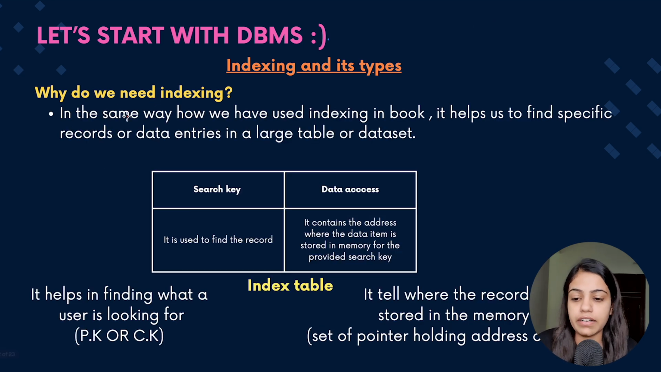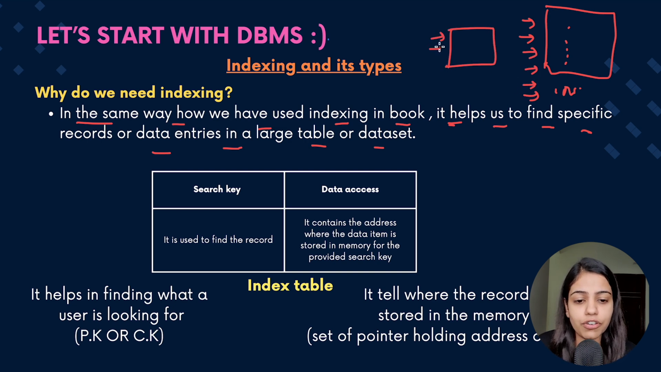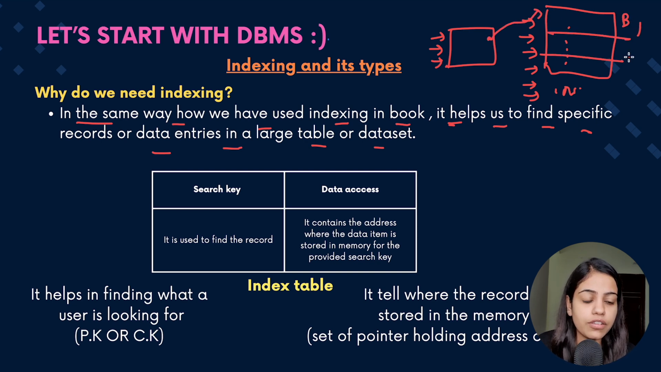Now why do we need indexing? In the same way we used the index in the book, it helps us find specific records or data entries in a large table or large data set. Consider a large data set with 10,000 rows. In these 10,000 rows you don't need to search each and every row manually. Rather you can go to the index table and search for a specific key, and pointing to that key you can go to the block pointer where that particular row is stored in the hard disk. So you can go to that particular block.